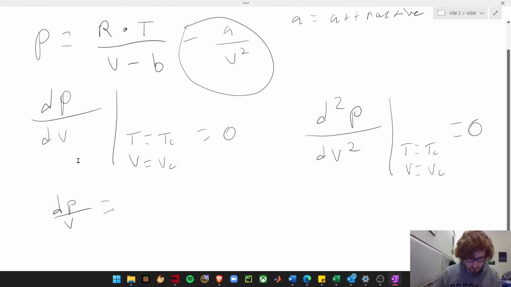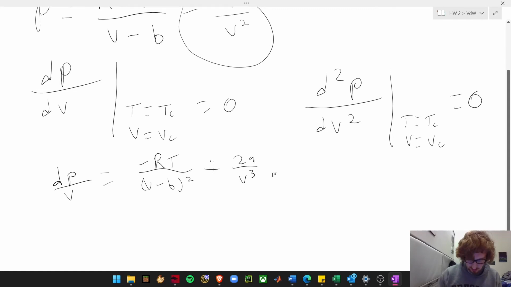So we can see that looking at our equation, we're going to have V minus B squared, and then we're dealing with a negative exponent, so this will become negative. We'll have negative RT over V minus B squared, and then we're dealing with another negative exponent, so this negative here will become a positive, and then we'll have V cubed in the denominator and 2A. So that is our first derivative.